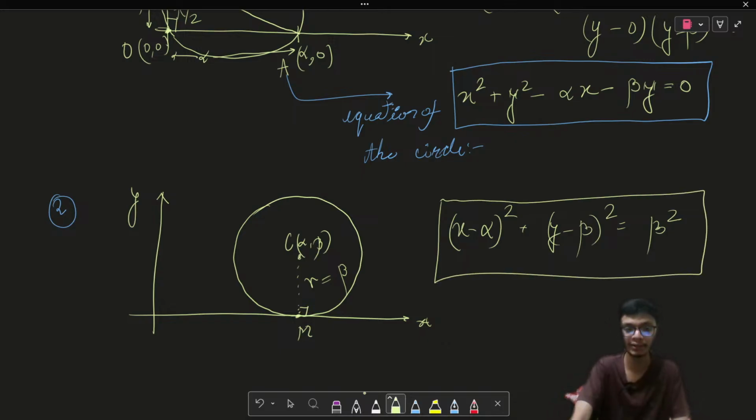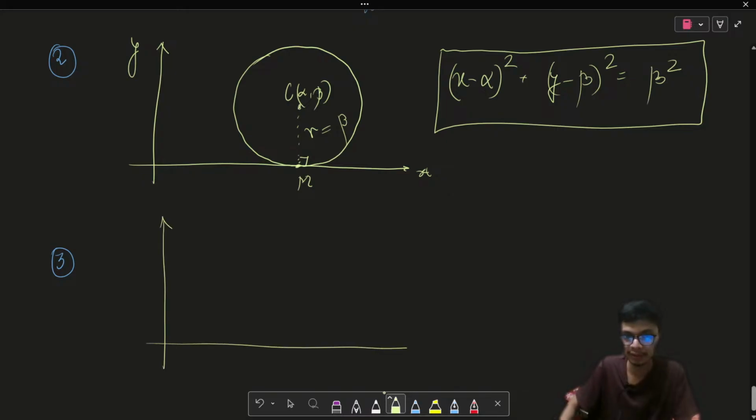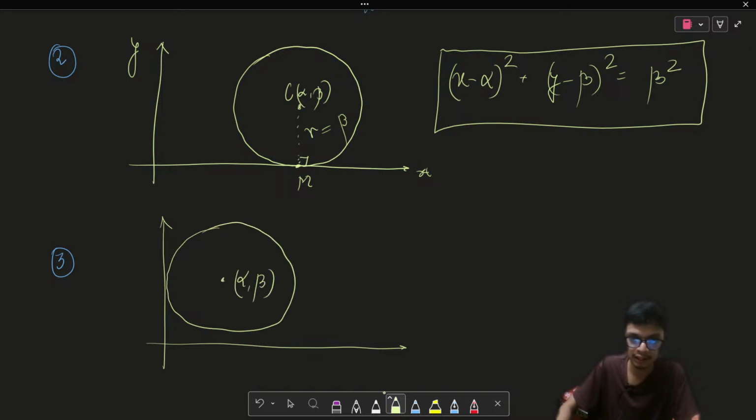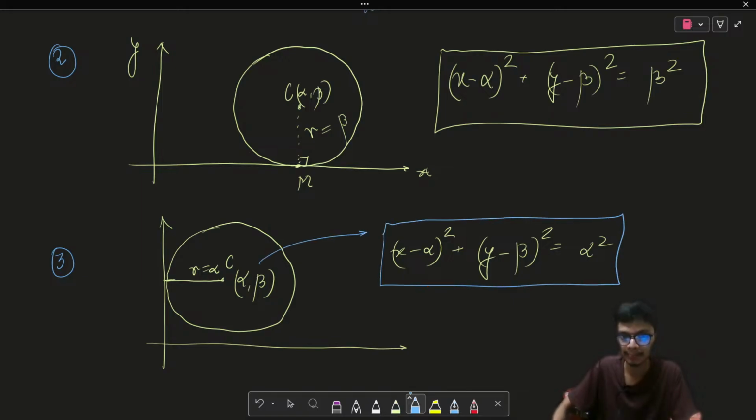And in a similar manner, if I ask you what will happen for the equation of the circle which is touching the y-axis, right? So in a similar manner, you can think of this case when the circle is touching the y-axis such that the center is alpha comma beta. In this case the radius will be equal to alpha, right? So the circle equation is (x minus alpha) square plus (y minus beta) whole square equal to alpha square. So this is the case when your circle is touching the y-axis.